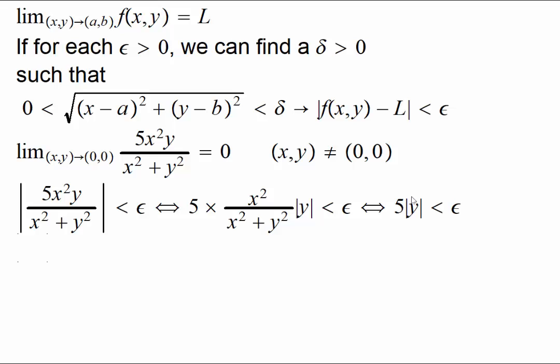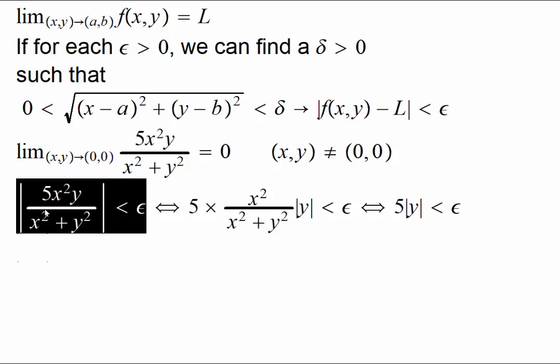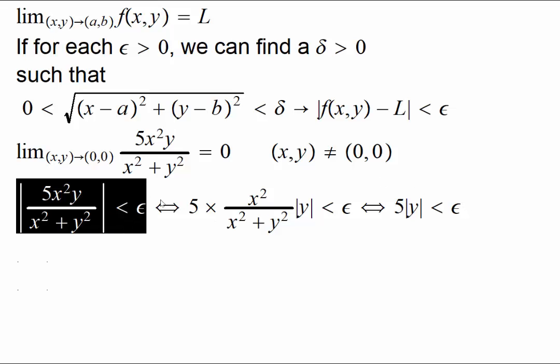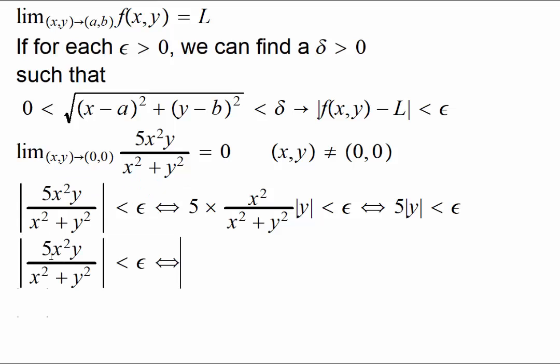So what we are trying to do here is making all these symbolic manipulations just to obtain a condition in which this comes out as an implication of this distance of (x,y) from (0,0) being less than another quantity that we can write as delta, right? So we got that. So what we have now is that these two are equivalent.